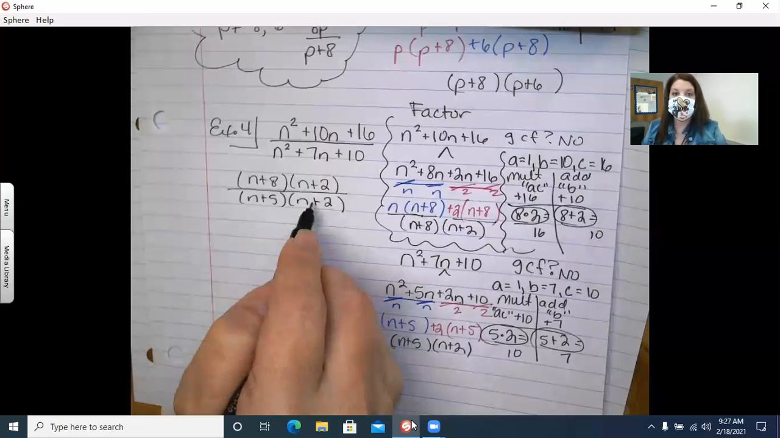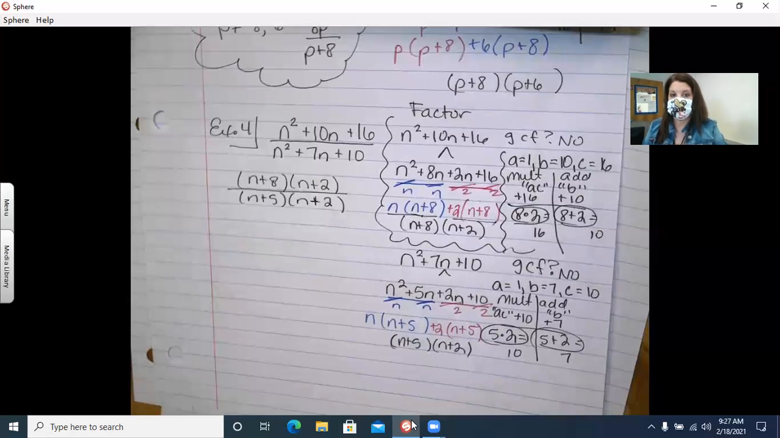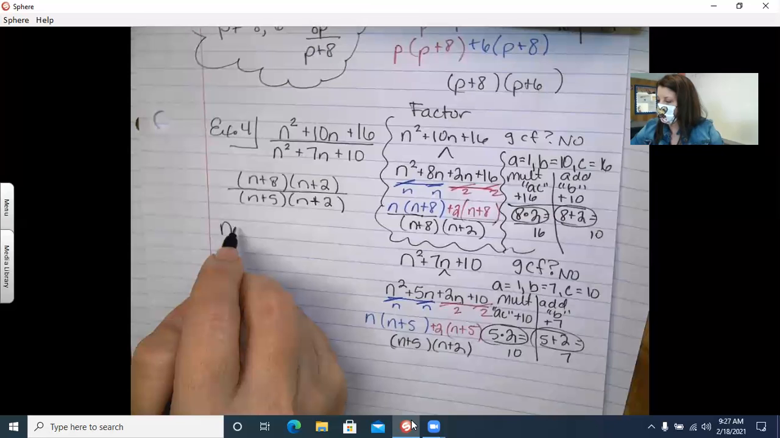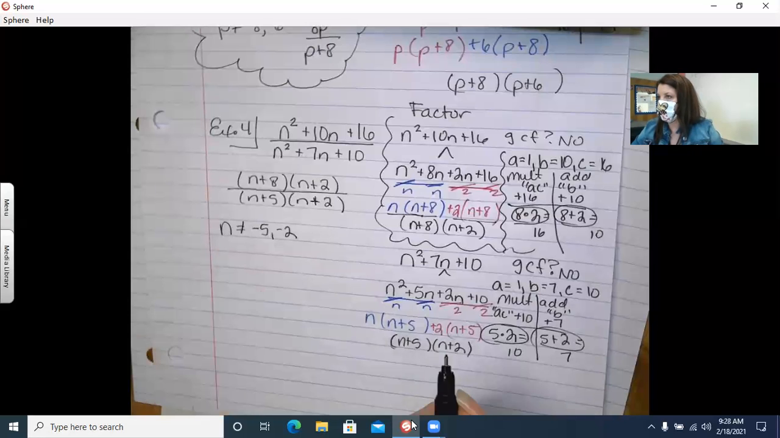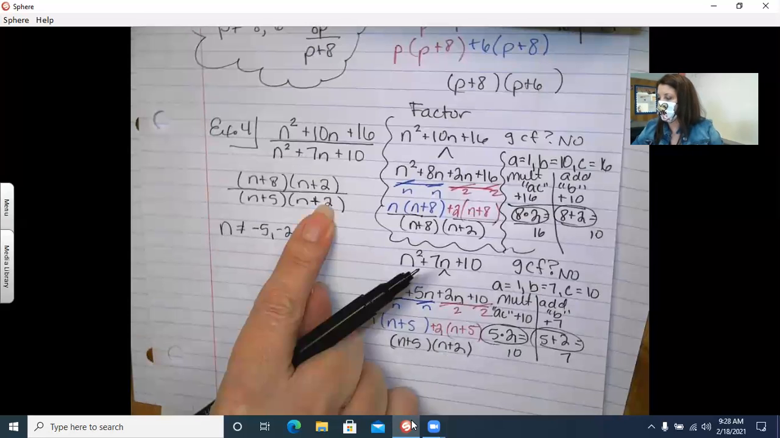Now, do we have any common factors in the numerator and the denominator? Yeah. Say you had two of the same factors, but they were both in the numerator. They don't cancel out. To cancel, one's got to be in the numerator, one's got to be in the denominator, right? To cancel or reduce. So what are your restrictions? Negative 5 and negative 2. If you're not sure, set each factor equal to 0 and solve for n.